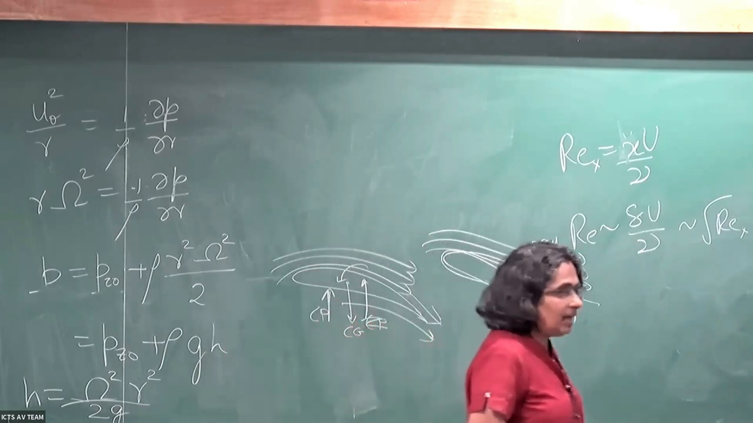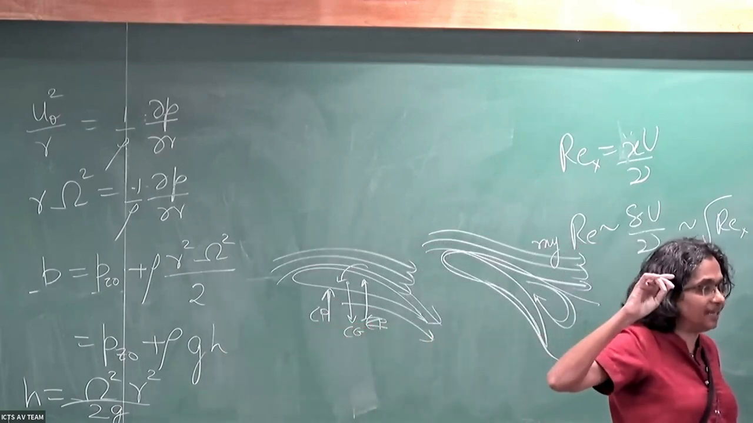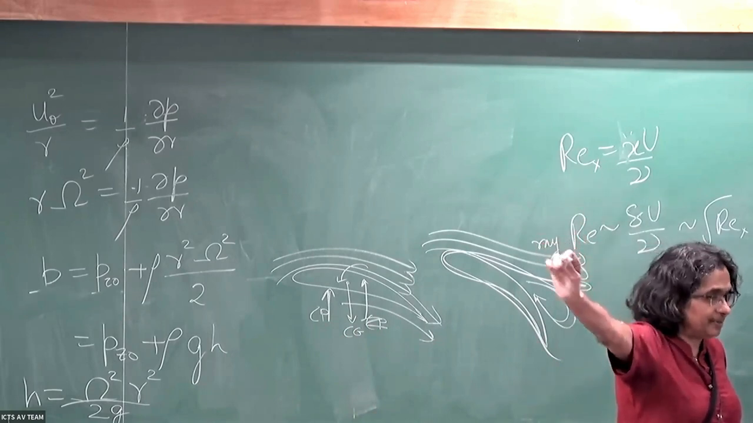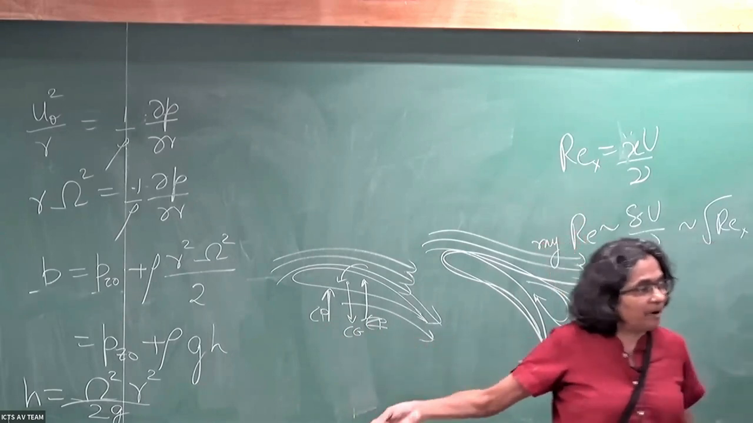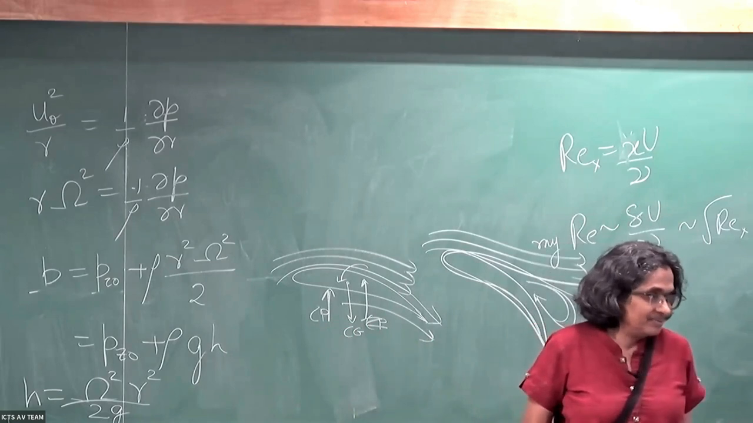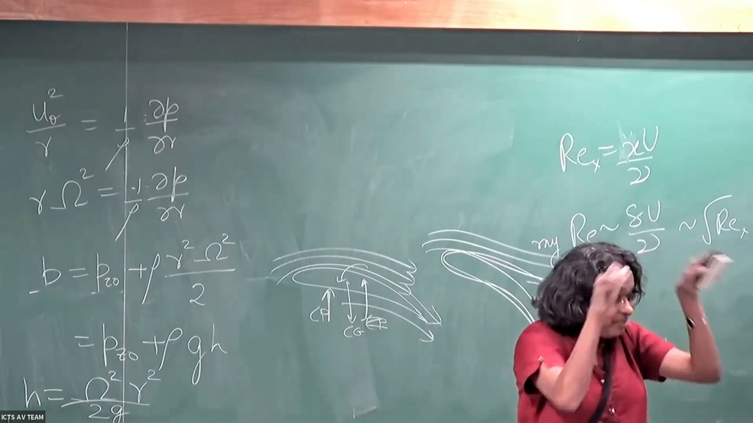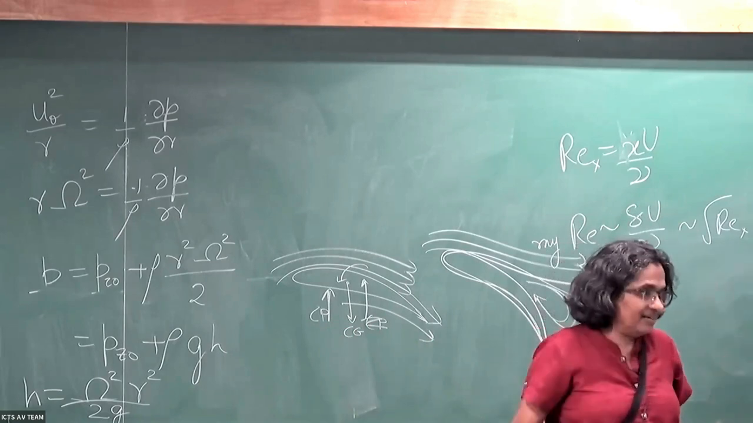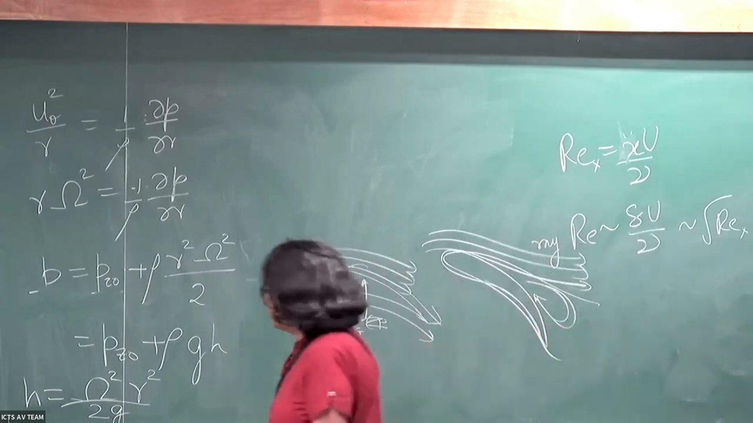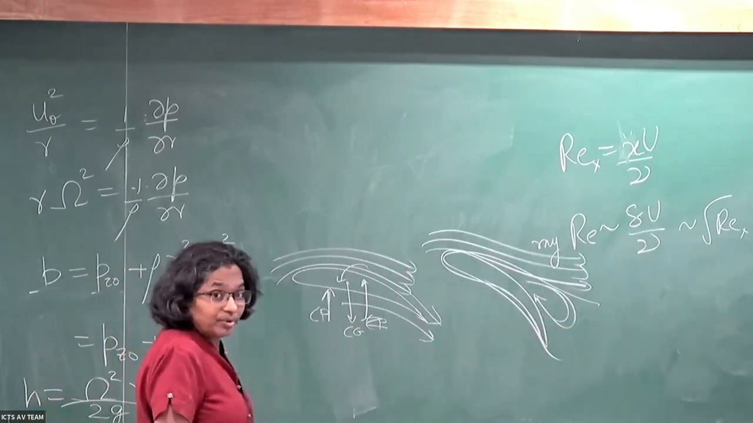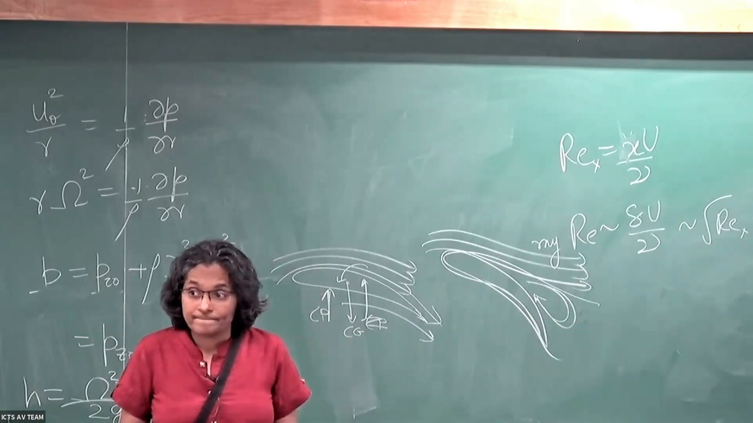Yeah, it's kind of like that. That also goes like a square root, but for a completely different reason. This is because the boundary layer thickness grows like that, and that is because of the way the distribution goes at the center. So yeah, we're not going to talk about that, but this is how it is. More questions?